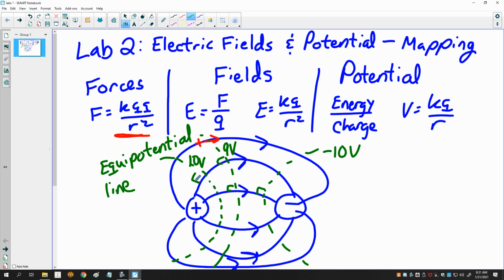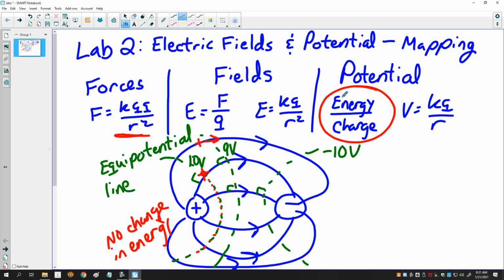Also, say I have a positive charge that moves along this equal potential line, there is no work or no change in energy. This gets back to our original idea that potential is energy per charge. And so if the potential is unchanging, that means that the energy is unchanging.